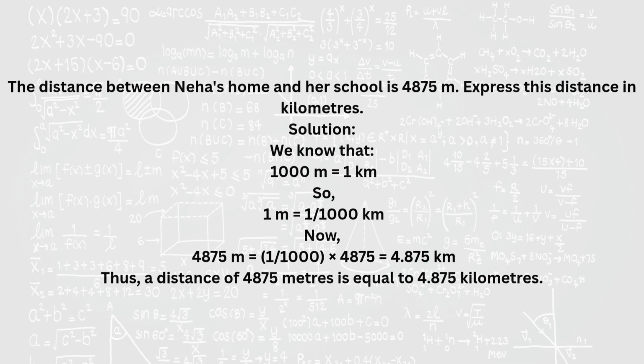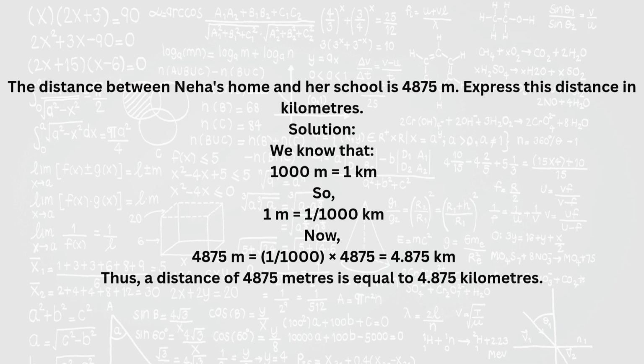Let's do one more question. The distance between Neha's home and her school is 4875 meters. Now we have to express this distance in kilometers. So 1000 meters make 1 kilometer. So I'm going to divide 4875 by 1000 and the answer would be 4.875 kilometers, or I can say 4 kilometers and 875 meters.